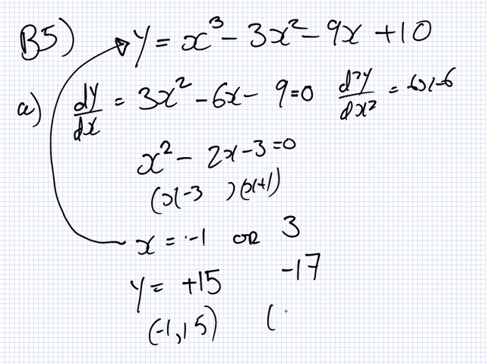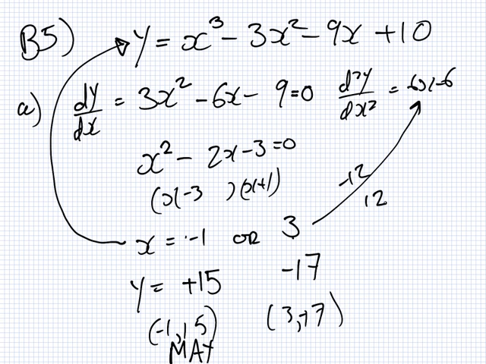Now we need to check which one's the max and which one's the min. So if we put these in here, if I put minus 1 in, I get minus 12, which makes this one the max, because I got a minus 12. And then if I put the 3 in, I get 18 minus 6, which is 12, which is positive, which makes this one the minimum. So there you go, that's 9 marks. They want you to sketch this now.